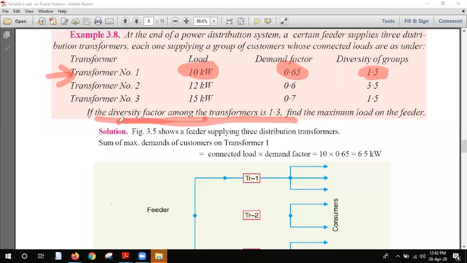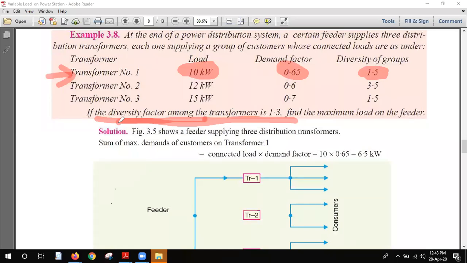Because if the maximum demands occur at the same time, the maximum demand of that feeder will be 10 plus 12 plus 15. But as it is not at the same time, the maximum demand on the feeder line will be less than the sum, because everyone is using power individually and not at the same time.